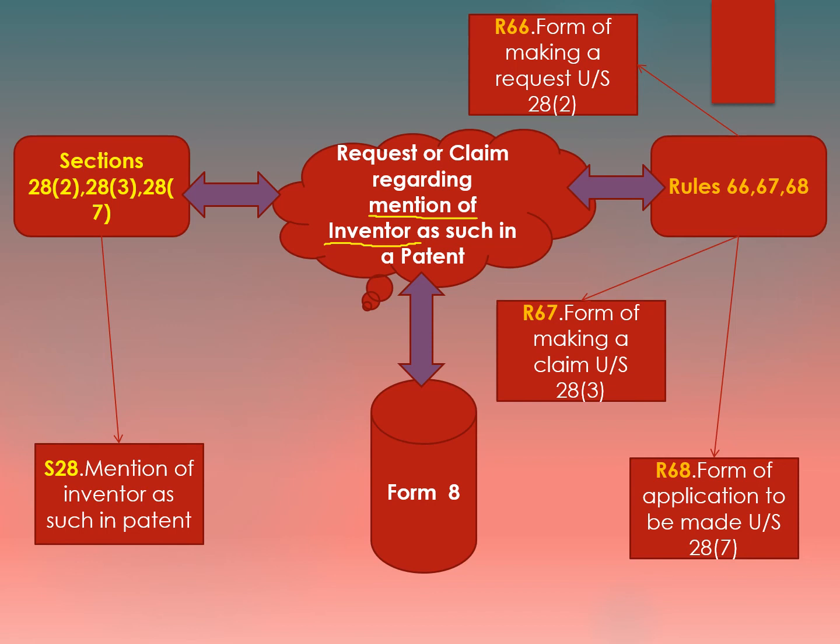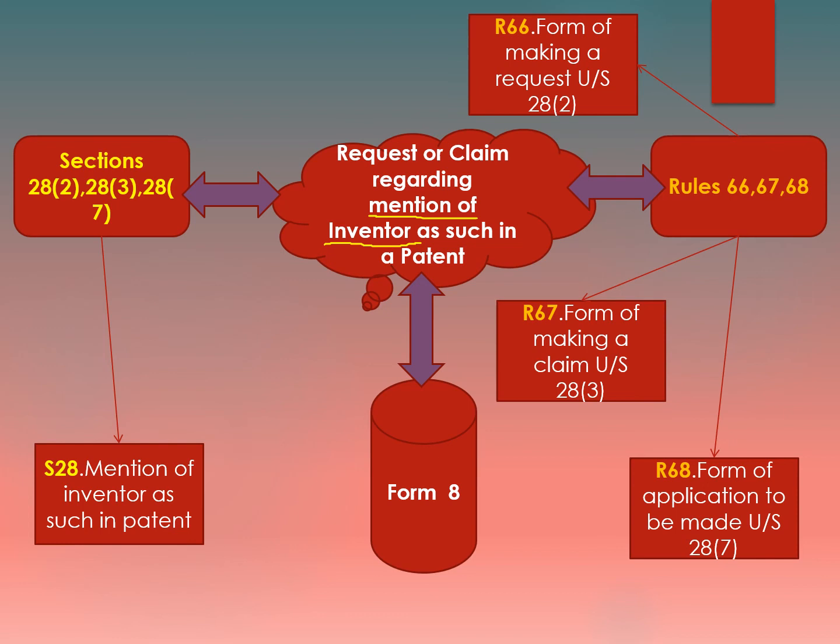Section 28 is mention of inventor as such in patent. Rule 66 is form of making a request under Section 28(2). Just relate here. Then Rule 67 is form of making a claim under Section 28(3). Just relate here. And Rule 68 is form of application to be made under Section 28(7).